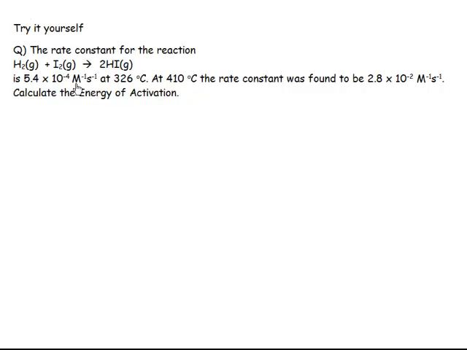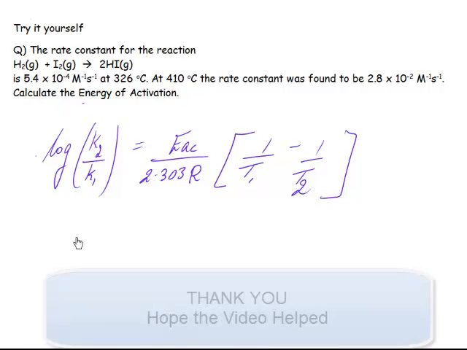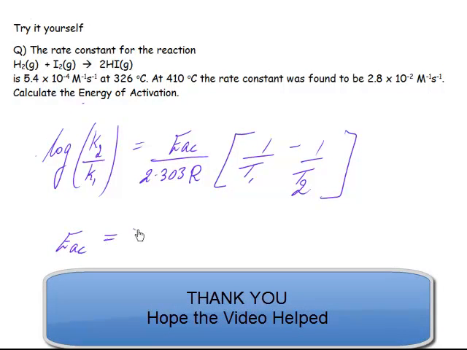So basically the values of K1 and K2 are given, the values of T1 and T2 are given, and the energy of activation Ea is asked. So you can always use the Arrhenius equation, which is log K2 upon K1 equal to energy of activation upon 2.303 times R into 1 upon T1 minus 1 upon T2. We have all the values except that of energy of activation, and therefore energy of activation can be easily calculated.